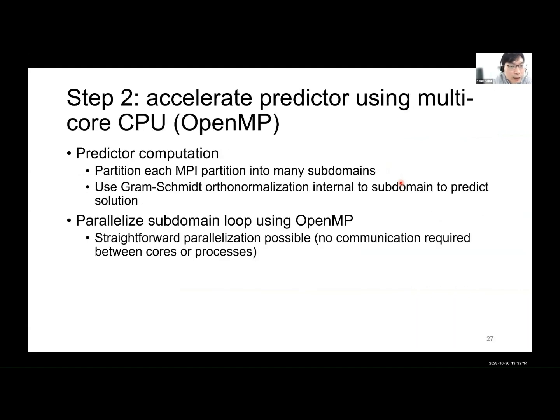And next, we accelerate the predictor using multi-core CPU. Prediction computation is partitioned inside each MPI partition. So that means there is no communication between the nodes. And so this computation with OpenMP is very straightforward.